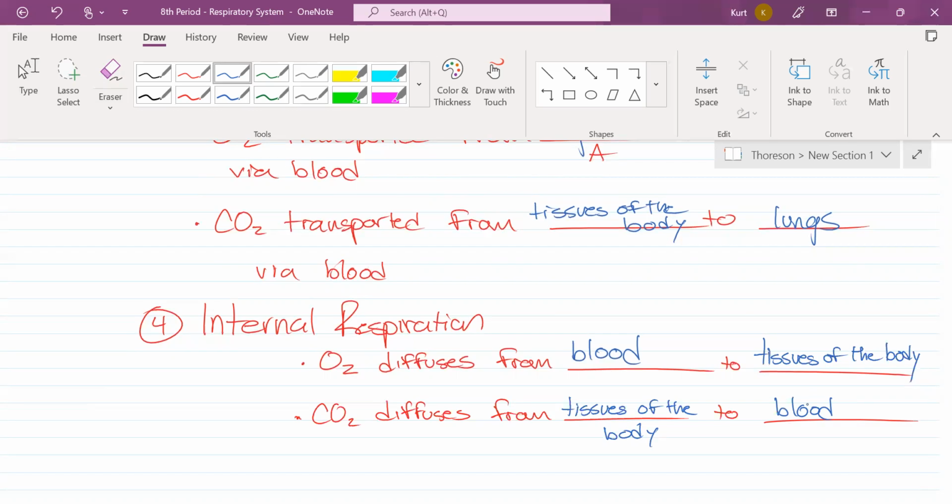Okay, tomorrow we will continue the anatomy of the upper and lower respiratory system.